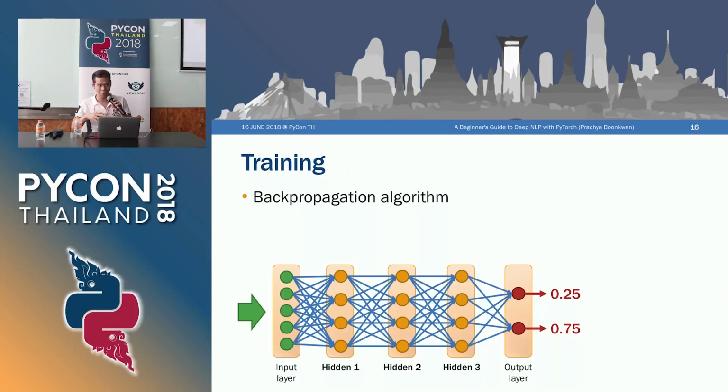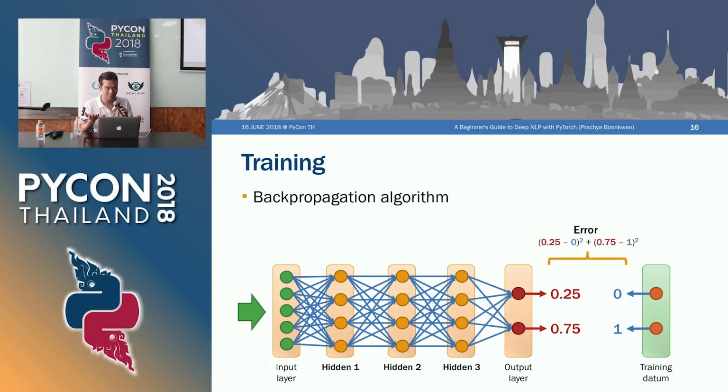How do we train it and adjust the weights? We use the backpropagation algorithm. When you feed the input features, the input signal, forward into the network, it will produce some signals, like 0.25 and 0.75. But you've got training data, so you compare the training data with the output signal. Once you compare them, you get the error.